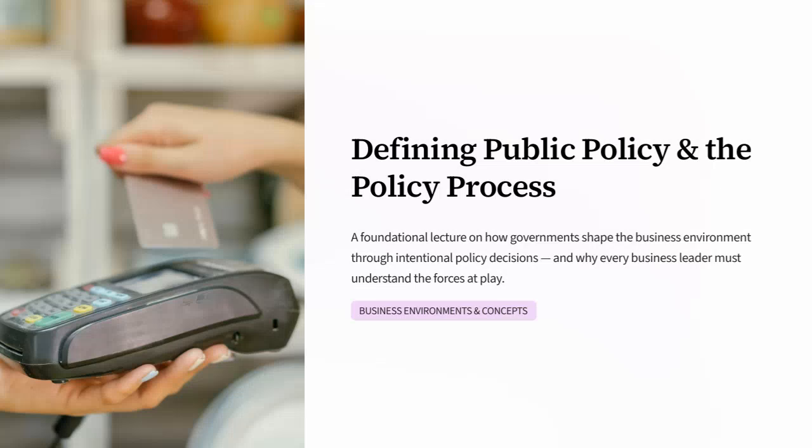Today, I'll define public policy and examine the policy process with a focus on how government decisions shape the business environment. Public policy is more than legislation or regulation. It reflects intentional choices about economic, social, and organizational priorities. For business leaders, understanding these choices is essential because policy can influence markets, competition, operating costs, and strategic opportunities. The central idea is that businesses do not operate independently of government decisions. They operate within an environment that policy continuously helps create, structure, and change.